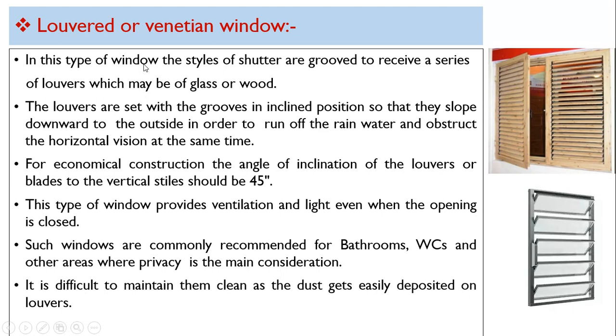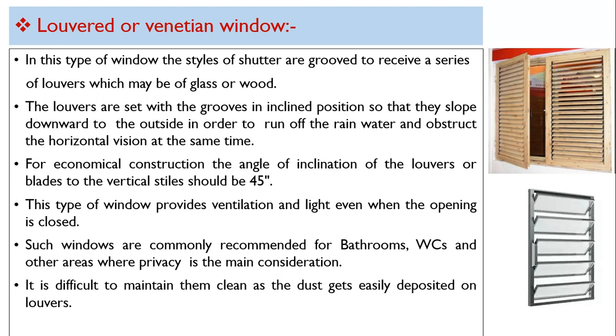In this type of window, the stiles of shutters are glued to receive a series of louvers. So in the frame or in the stile, grooves are provided to fix these louvers or panels. The louvers are set in the grooves in an inclined position so that they slope downward to the outside in order to run off the rainwater and obstruct the horizontal vision at the same level. So in this louvered window, the louvers are inclined towards the outside in the downward direction.